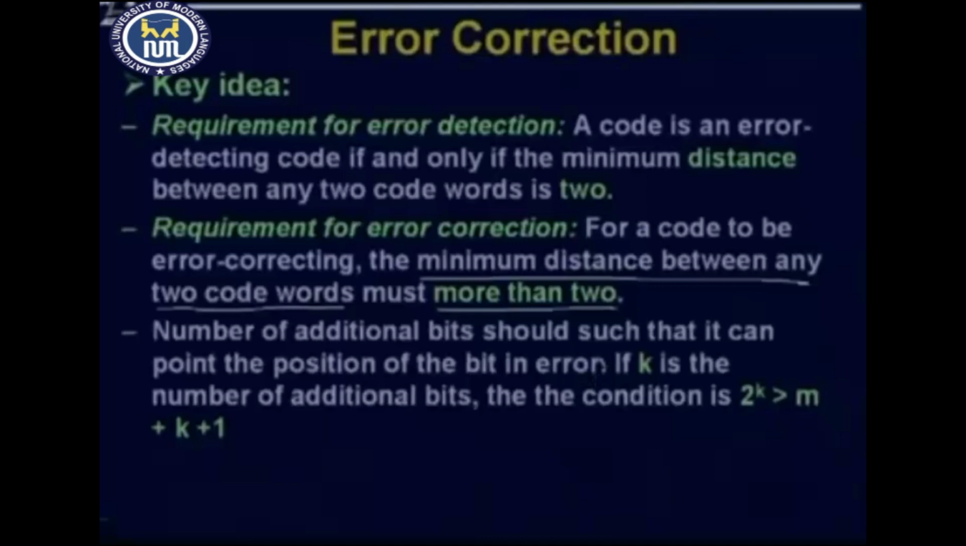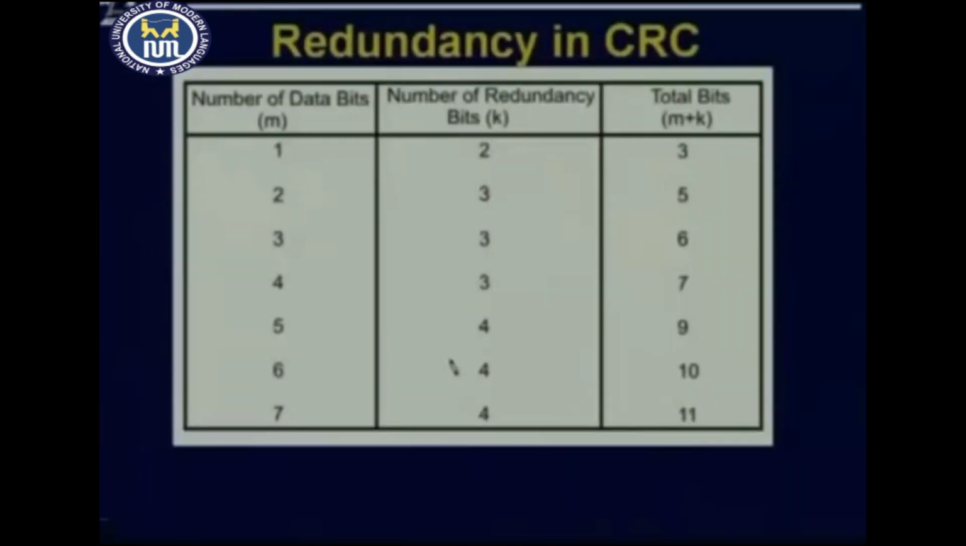So the additional bits need to be selected in such a way that it is possible to point to the error bit. So the requirement is, if k additional bits are used, then it can point to 2 to the power k positions, and the requirement is that 2 to the power k has to be more than m plus k plus 1. Only then the error correction can be done.